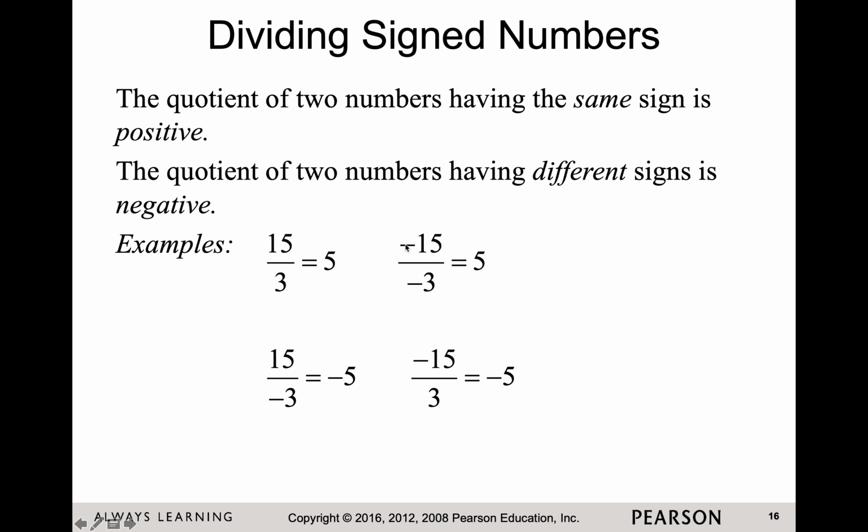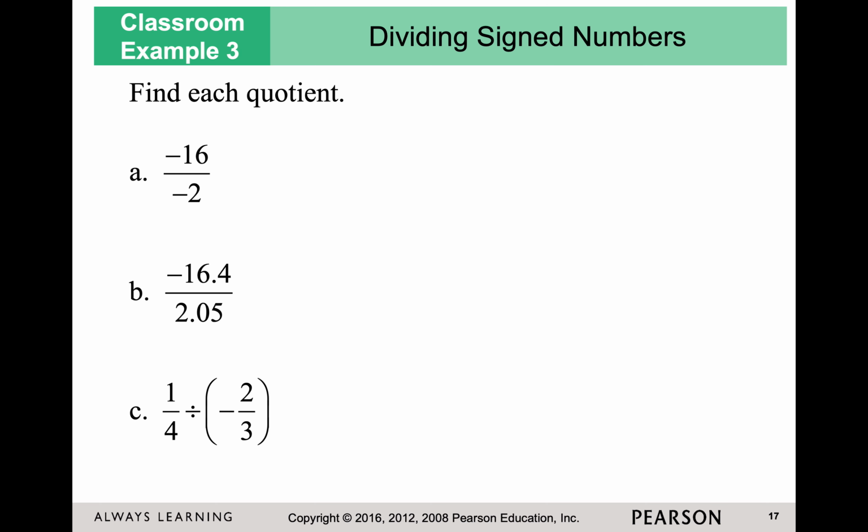The same thing occurs with division that we see occurring with multiplication. If there are an even number of negatives in the problem, the answer is positive. If there are an odd number of negatives in the problem, the answer is negative. So negative 15 divided by negative 3, there are 2 negatives. 2 is even, my answer is positive. At negative 15 divided by positive 3, there is 1 negative. It's an odd number of negatives, so it's going to be a negative answer.